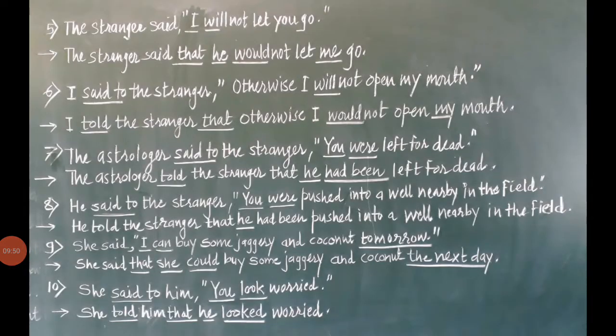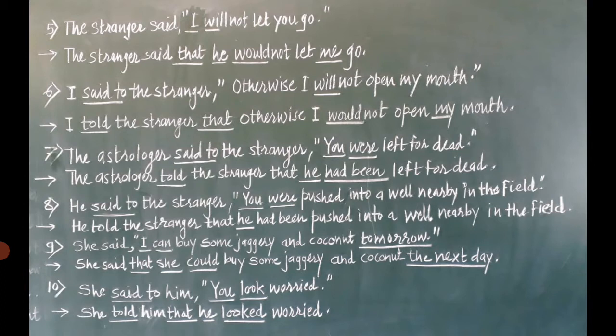Dear students, here are again a few sentences for your consideration. Statement number 5. The stranger said, "I will not let you go." This sentence is in simple future tense. The stranger said, and afterwards it is joined with "that", and "I" is changed into "he", and "will" is changed into its past form, that is "would". So "will not" is changed into "would not". "Let" and "you" is there for me, so that's why it is converted into "me", and later on an action verb "go" as it is.